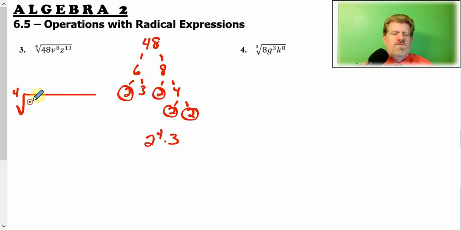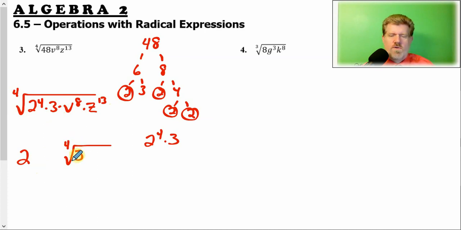All right, let's rewrite this. Fourth root, we have 2 to the 4th times 3 times v to the 8th times z to the 13th. Now I already know there's going to be something staying under the radical, like that 3 is not going to escape. So we're going to have something come out and something stay in. Now 2 to the 4th, the fourth root of it, so 4 divided by 4 is 1, so a 2 comes out. 3's got to stay, so let's put it over here. 3's underneath, not going anywhere.